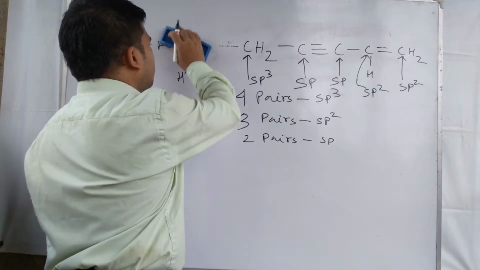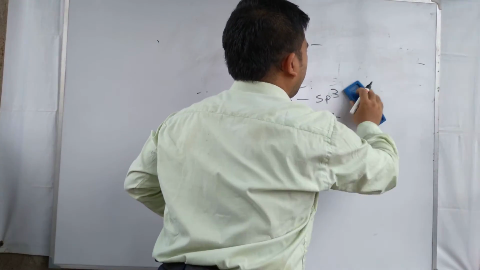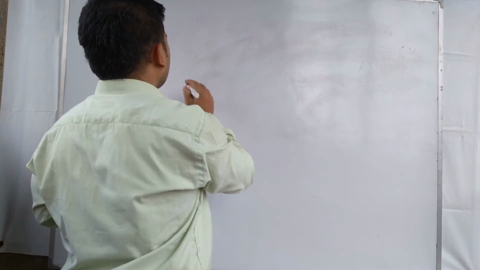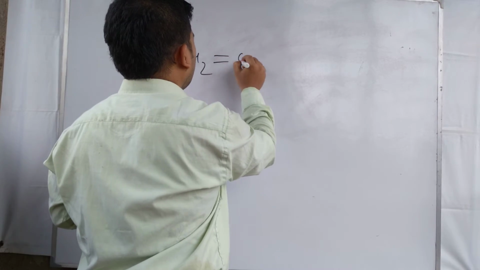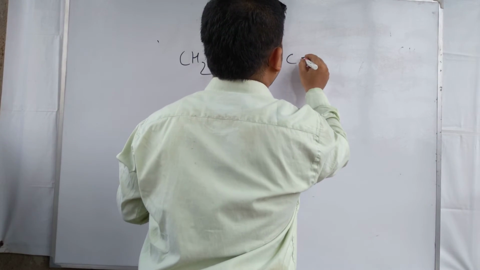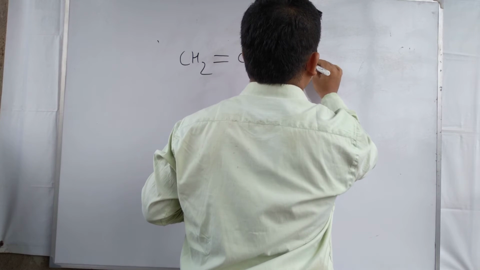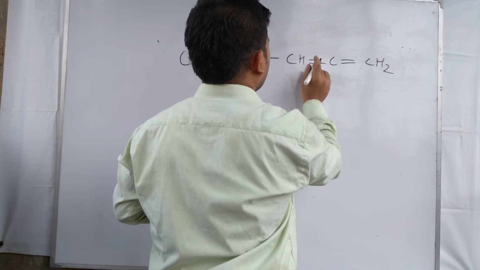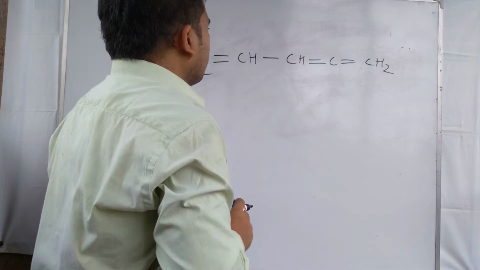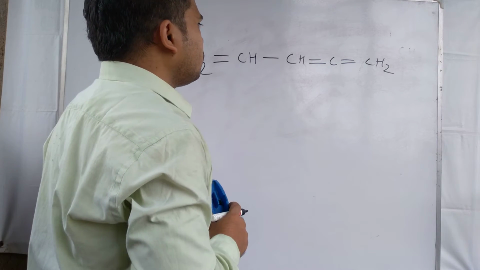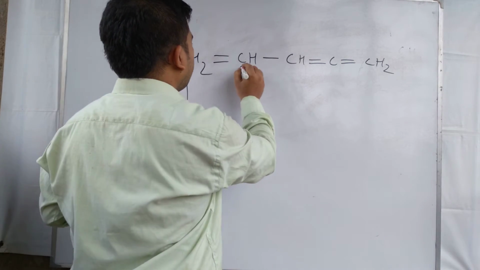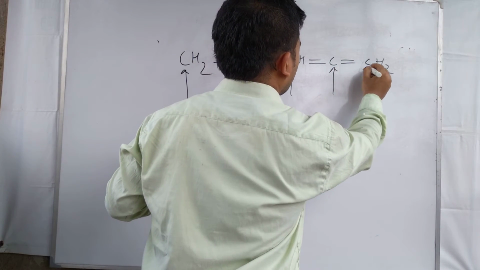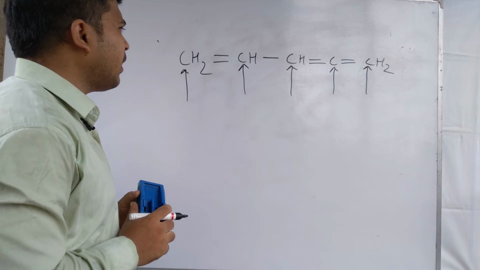And we see another compound where we have to find the hybridization of each carbon atom. See this molecule: CH2 double bond CH, CH double bond C double bond CH2. This is the molecule where we have to find the hybridization of each carbon atom.